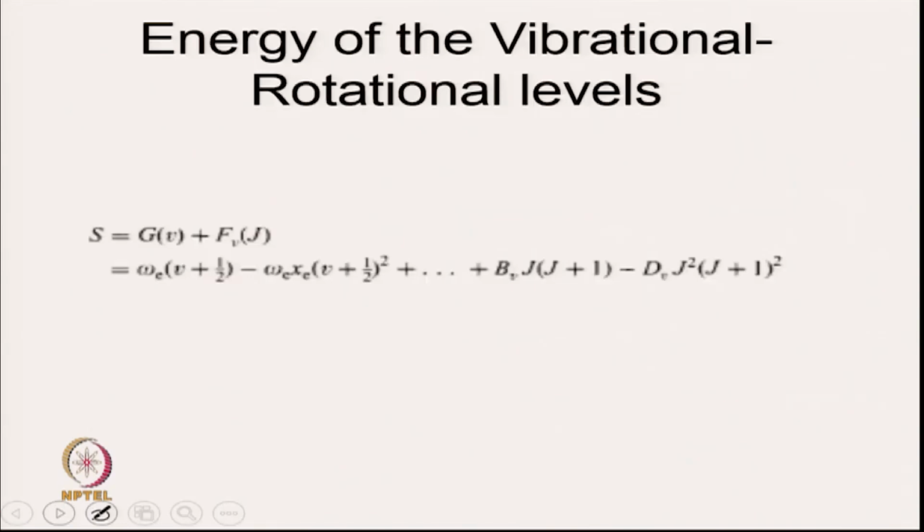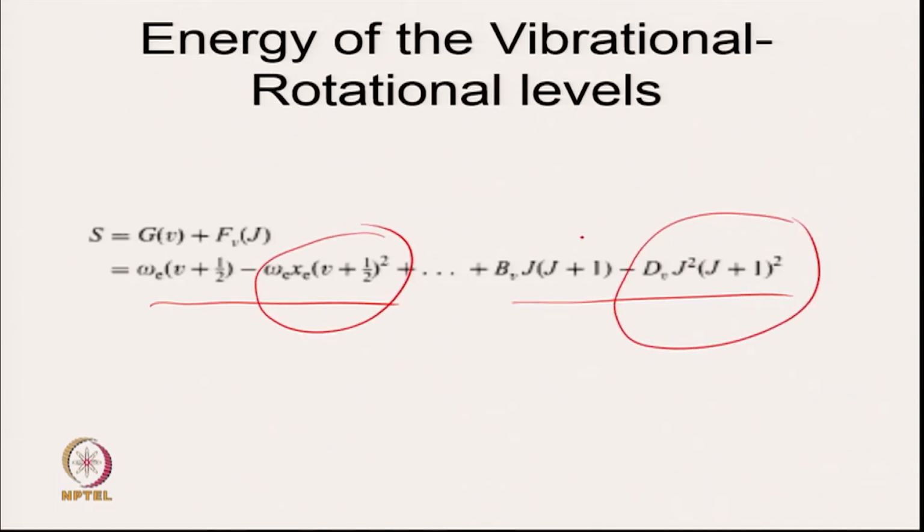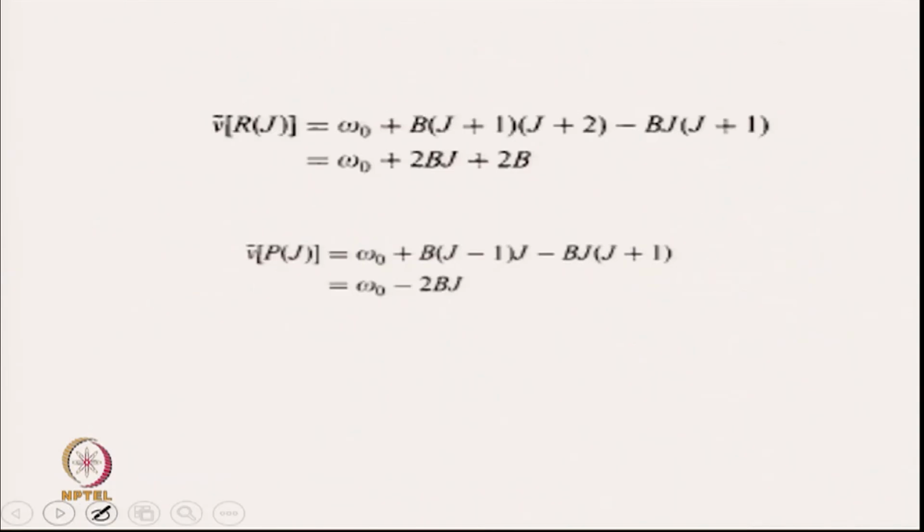And the energy of a vibrational rotational level can be written the way we have derived for vibrational and rotational spectra. So, this is for vibrational and this is for rotational. What we are going to neglect is the second terms here, one is because of anharmonicity and the other is because of distortion. So, we can calculate the wave number of R(J). For Δv equal to plus 1, you will get simply ω0.